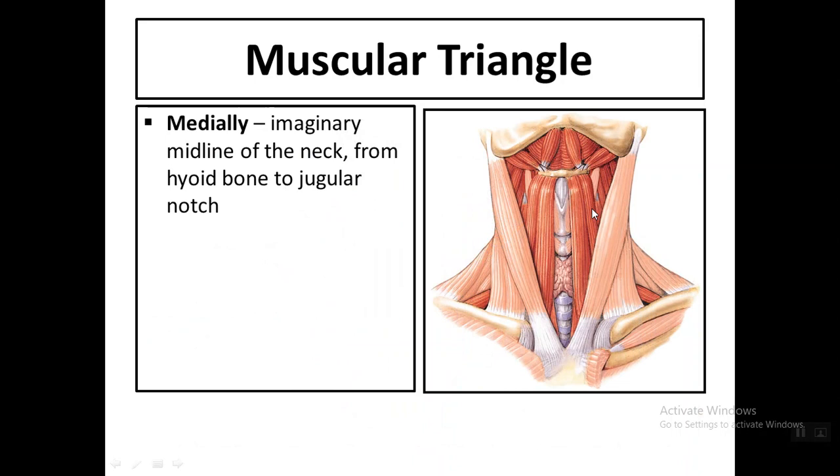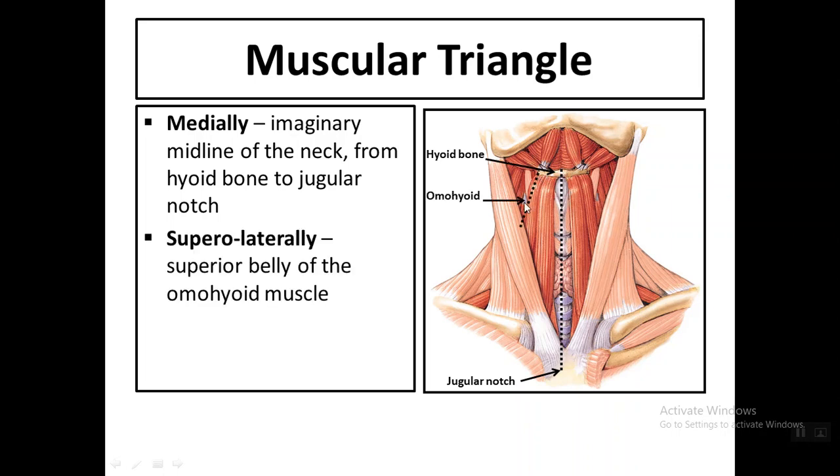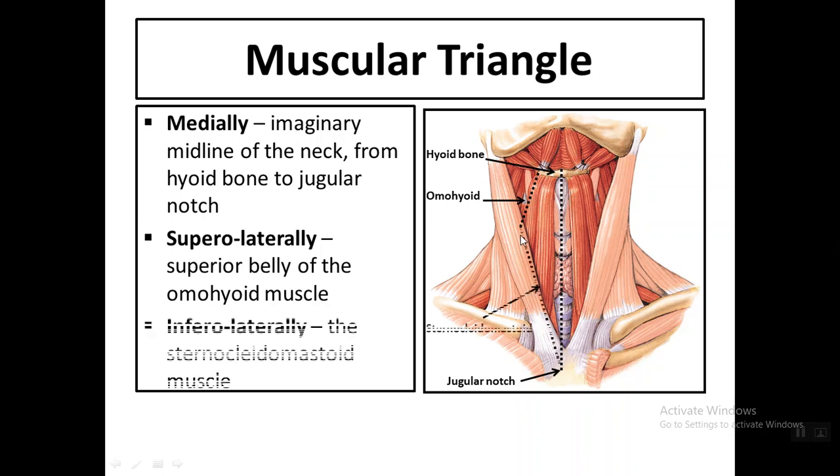From the first look, we can see this is the muscular triangle here. It is bounded medially by an imaginary line of the neck from the hyoid bone to the jugular notch. This is the medial boundary. Superolaterally it is bounded by the superior belly of the omohyoid muscle, and inferolaterally by the sternocleidomastoid muscle. We can see that there are muscles in this triangle.